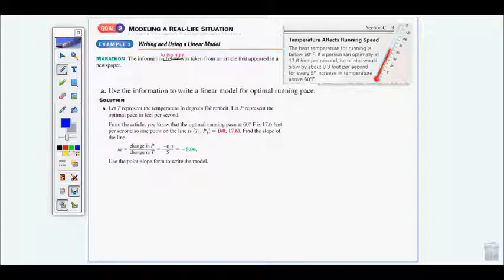So modeling a real life situation. Really hard to see. I'm trying to get to a good place that I can see some of this. Which one did I do here? The thermometer one. I guess that's the only one in here. So again, we're going to look for the slope. We need to know the slope, and then we need to know one piece of information on the X and Y axis, right?